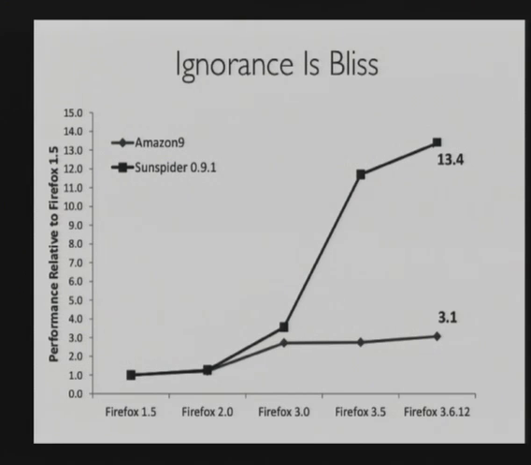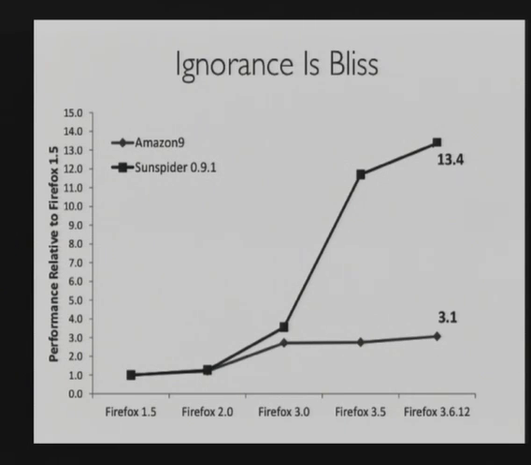So Firefox 3.6 is 13 times faster than 1.5 on SunSpider. Now, this is wonderful. This is great progress. Unfortunately, if you look at the other line, the one that's labeled Amazon 9, it shows the behavior of Firefox on one of the Amazon websites, and essentially after version 3 of Firefox there is no more performance improvement.